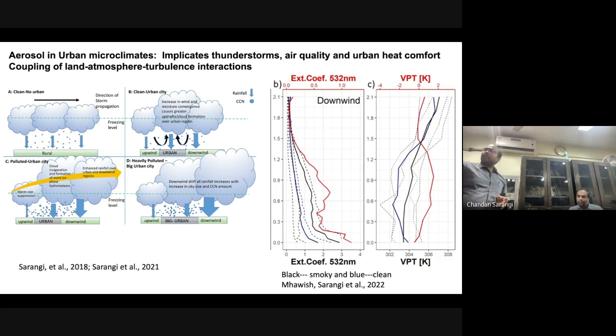So here also we did some simulation and tried to explain that these plumes have to be put in the model when you are forecasting PM 2.5. Otherwise, your timings will be very off.